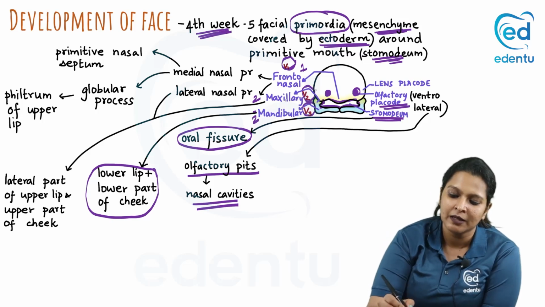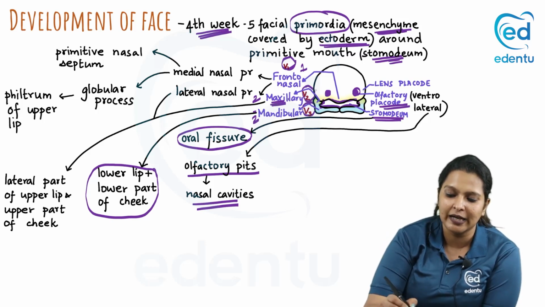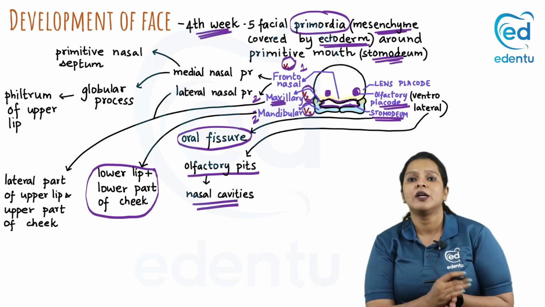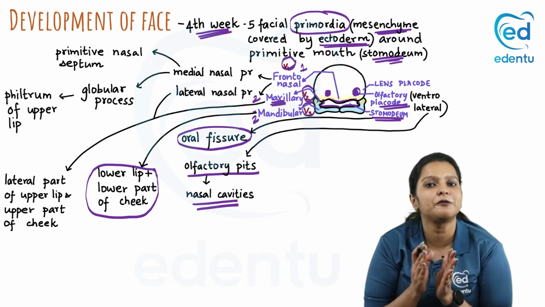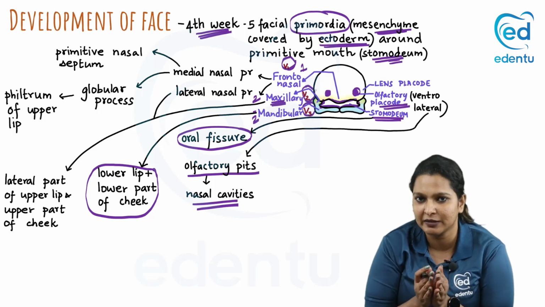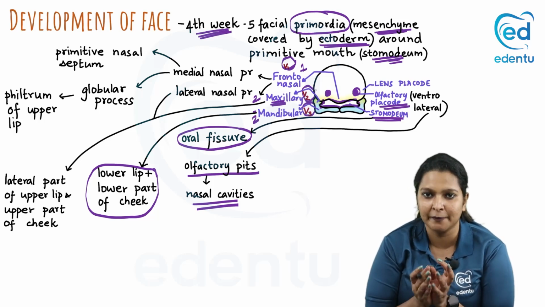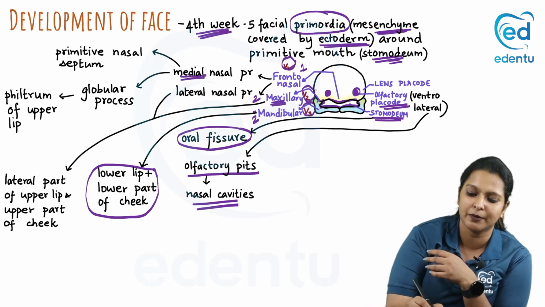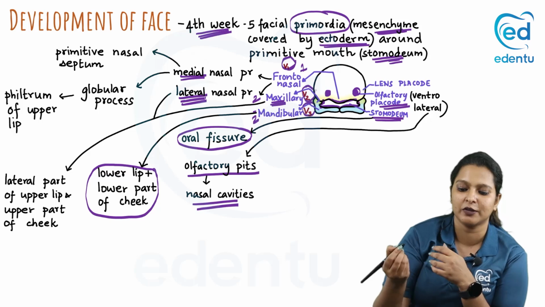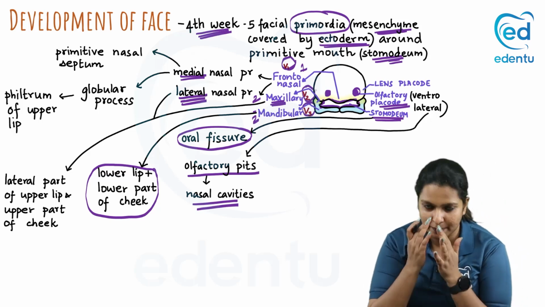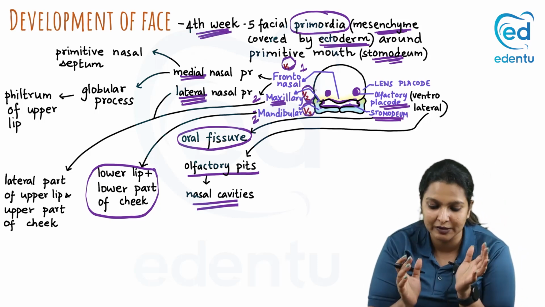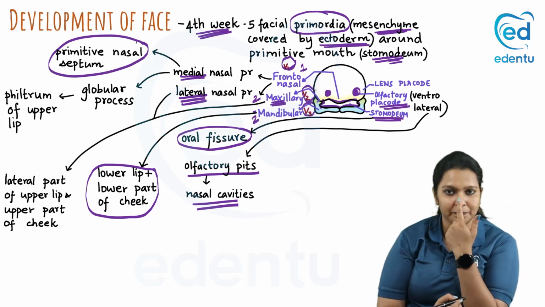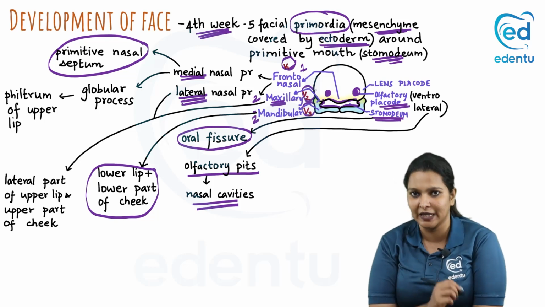Then we have the maxillary swelling as well as one component of the frontonasal process. Now, the important thing is, I told you the frontonasal process or the frontonasal swelling is an unpaired swelling. Okay, it gives 2 divisions called the medial nasal process and lateral nasal process. The medial nasal process becomes the future primitive nasal septum in the midline.